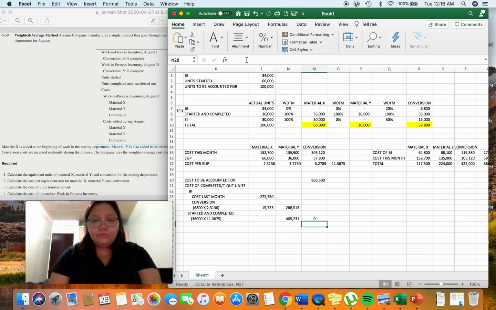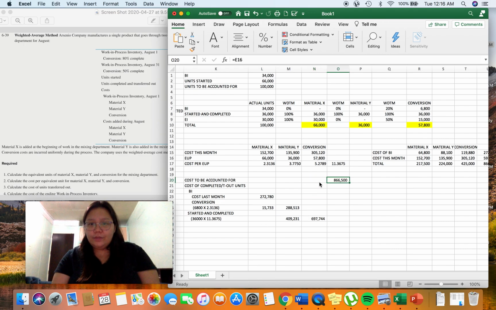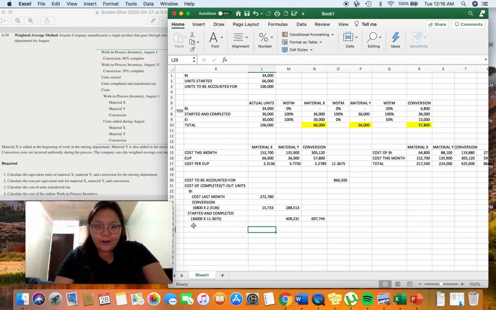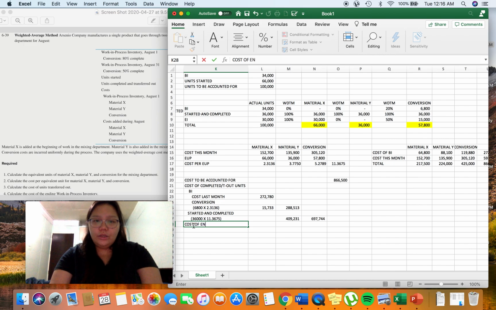So, yung cost of completed units natin are transferred out. Okay? We have 697,744. Okay? And then, syempre, we're not yet done kasi we still have to, urong lang natin ito. We still have to compute for the cost of ending inventory. Cost of the ending work in process inventory. Okay?